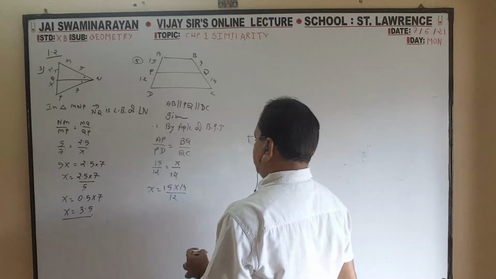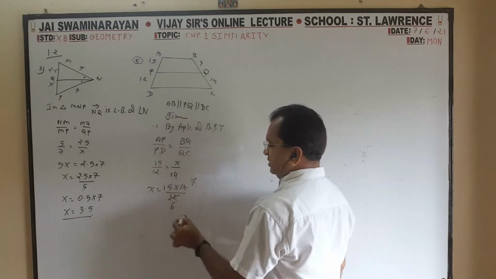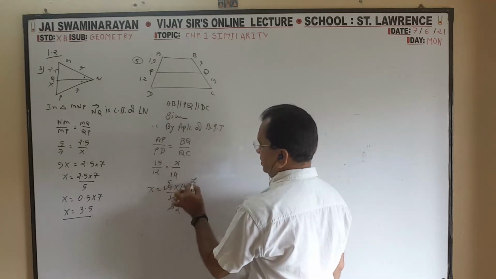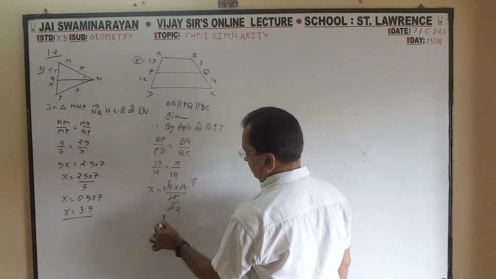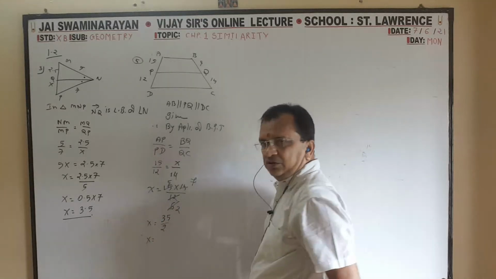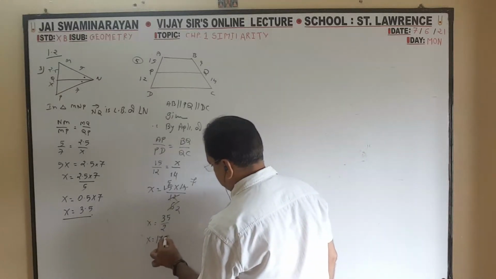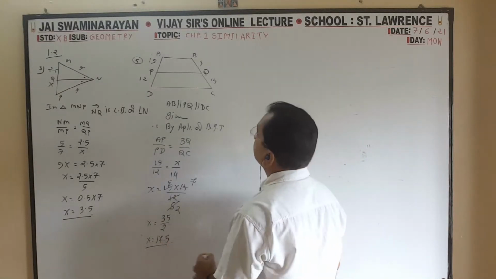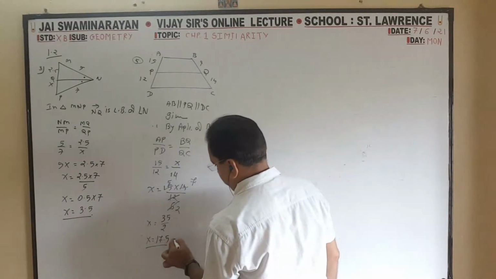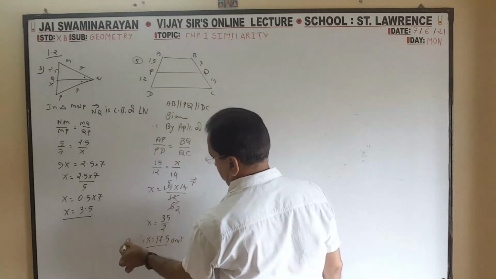First, we will cut with 2. So 6 is 7. Then with 3. 3 2s are 6, 3 5s are 15. 5 7s are 35. Divide by 2. 35 by 2. Unit is not given, so you can write unit. And X is what? QB.